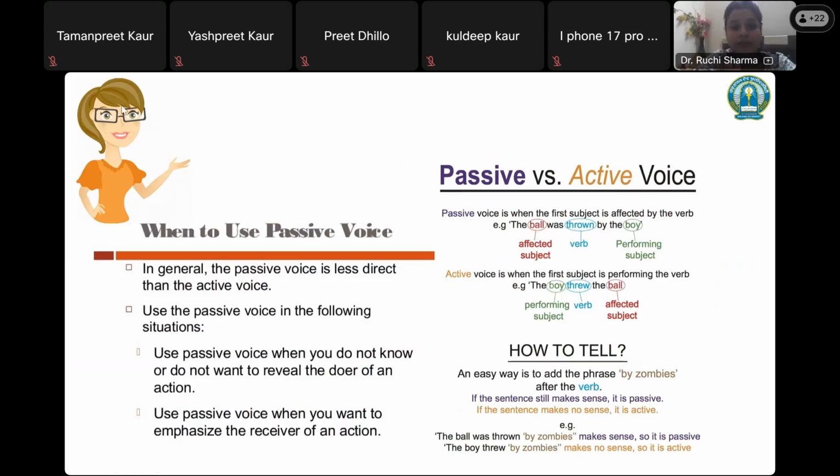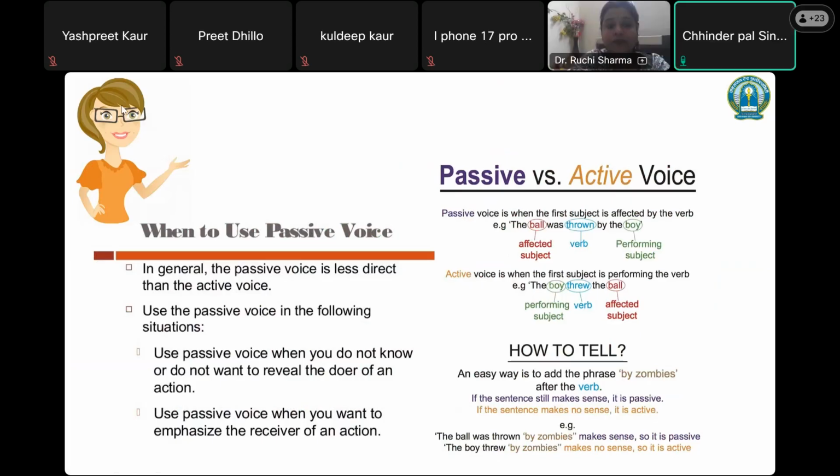Now let's look at some examples that are there. So passive voice is when the first subject is affected by the verb. For example, the ball was thrown by the boy. Okay. So the ball is the subject which is getting affected. Thrown is the verb and the boy is the performing subject. I hope that is clear. And in the active voice, the first subject is performing the verb, so the boy is performing the action. The boy threw the ball, and the affected subject is the ball. Do you get to see the difference between the two sentences?